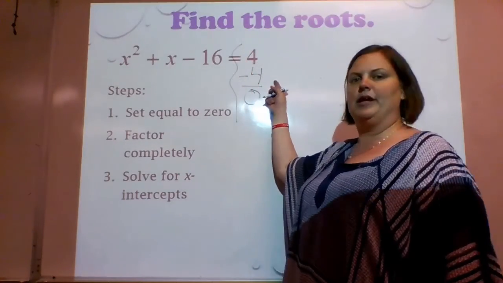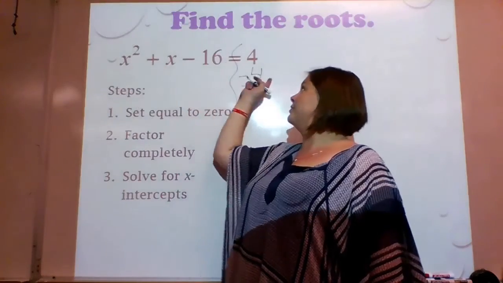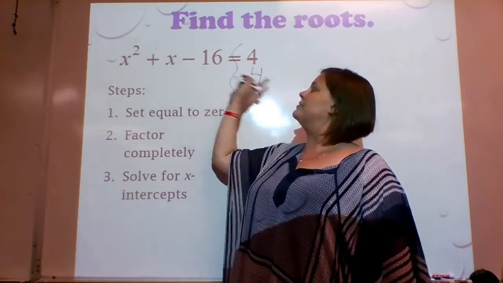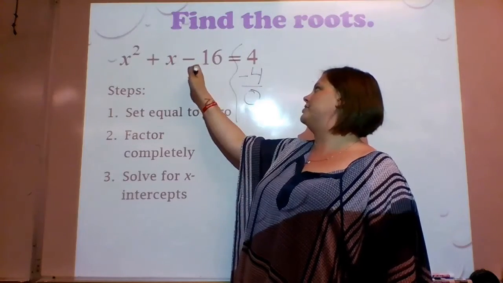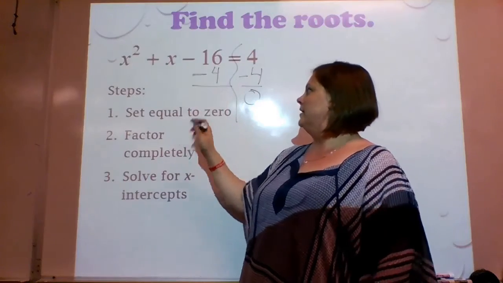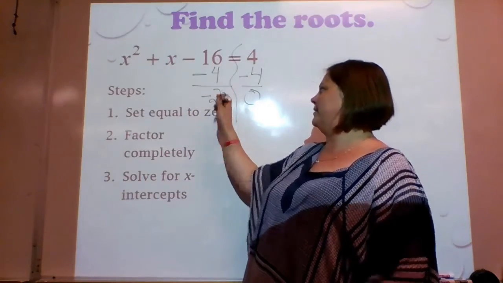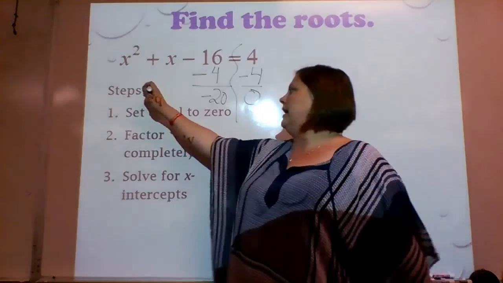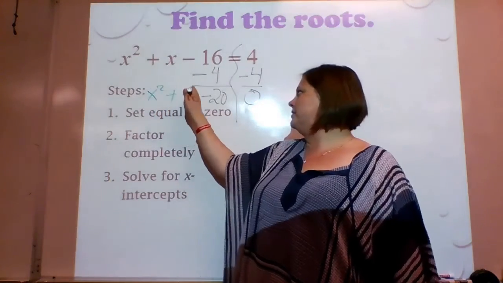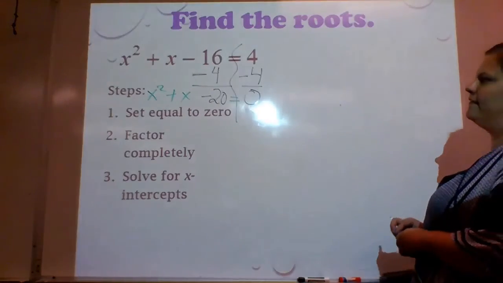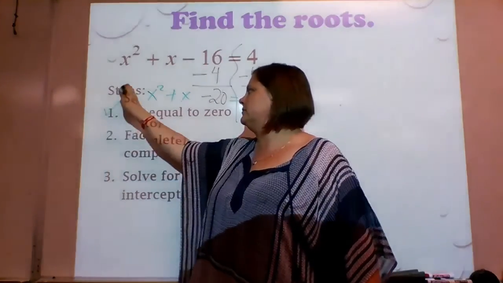Is there a variable here? Nope, those don't match. How about this one? Nope, those don't match. How about this? Oh yeah, they sure do. Make sure you use Desmos for those ugly negatives. I'm going to tell you that it's negative 20. Then I rewrite my equation. And there I am. Now I have step 1 all done.